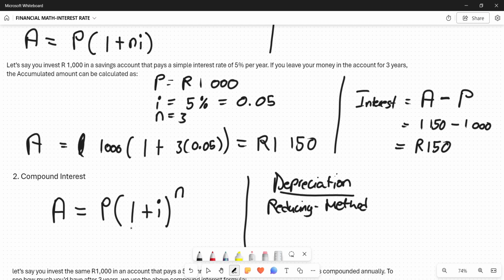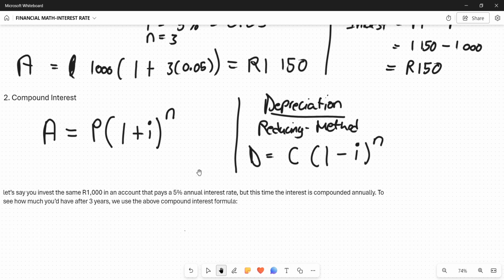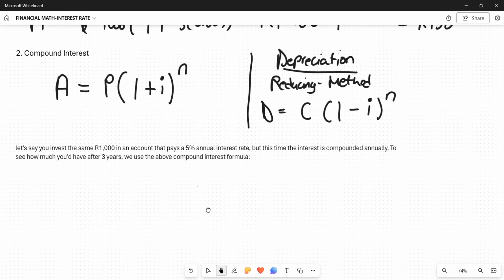So now it means the depreciated amount will be equal to what? It will be equal to the cost times 1 minus the depreciation rate, to the power of what? To the power of n. So that's how you calculate the depreciated amount using the reducing method, which they usually call the reducing balance method in accounting. So yeah, we have this example.